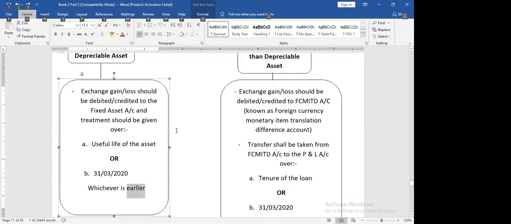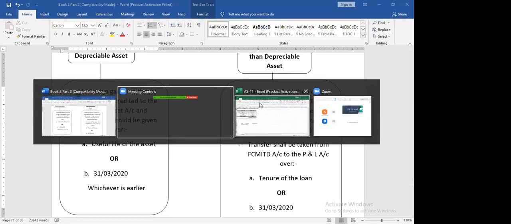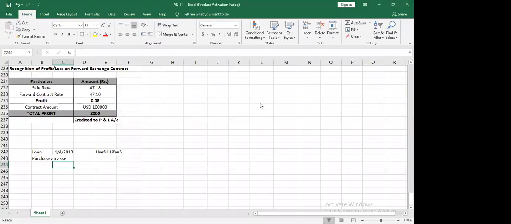Now let's read the provision carefully once again. The provision says you will give the treatment over the useful life of the asset, which you all correctly mentioned is 5 years, or 31st March 2020, whichever is earlier. Tell me, आपने loan कब ली है? Look at the question and tell me, when did you take the loan in the question? 1/4/2018.